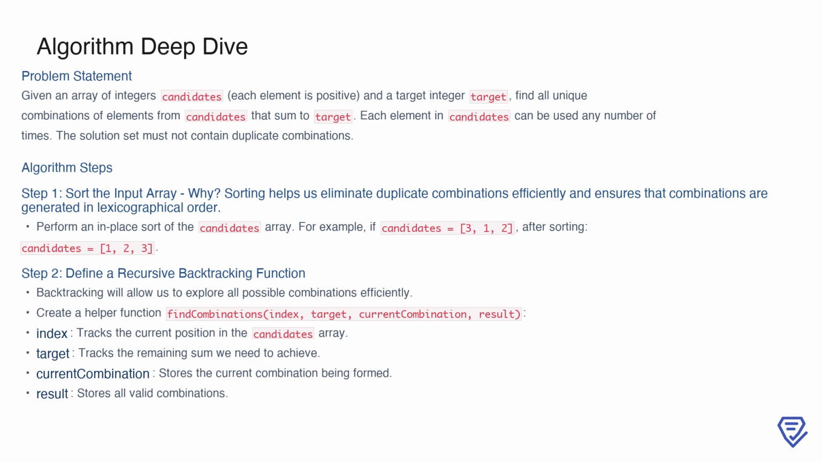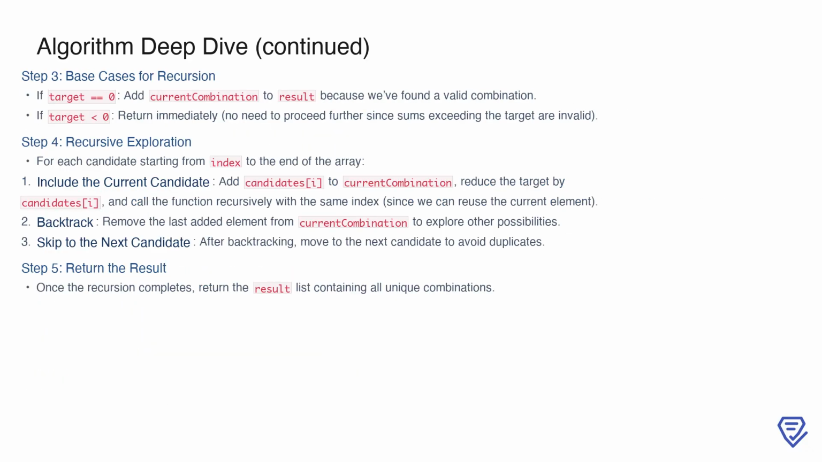This function will systematically explore all possible combinations of numbers while adhering to the constraints of the problem. For the recursive function, we define a couple of base cases. If the target becomes 0, it means we've successfully formed a valid combination, so we add the current combination to the result list. However, if the target becomes negative, we stop the current exploration since adding any further elements will only take us further away from the target.